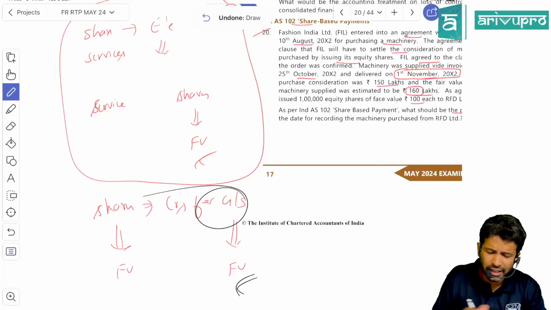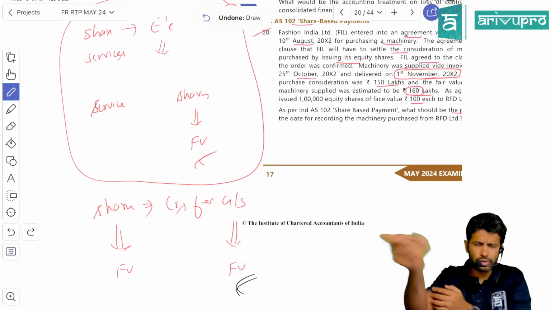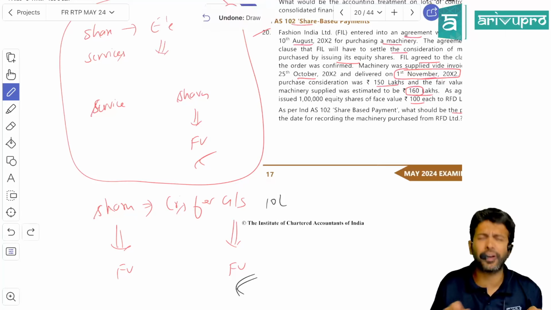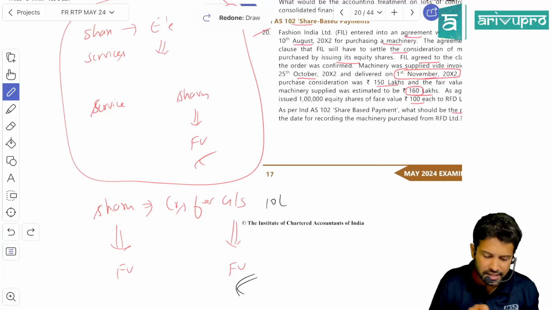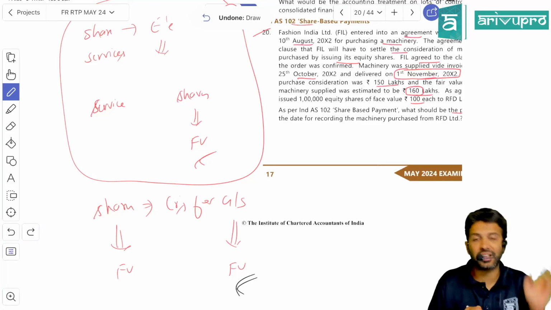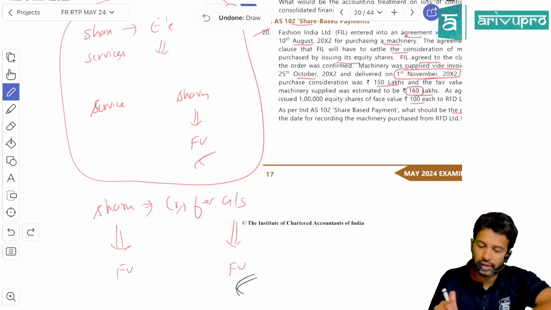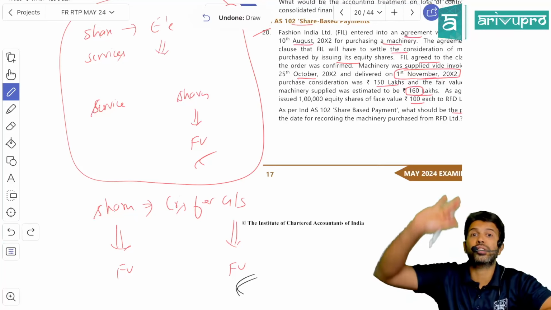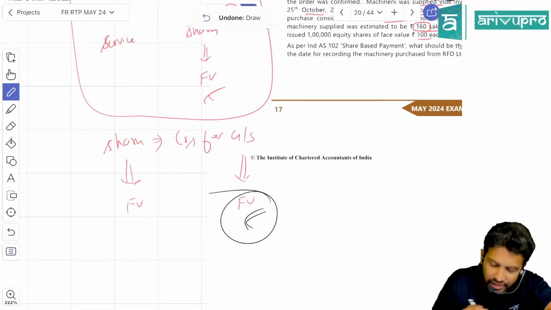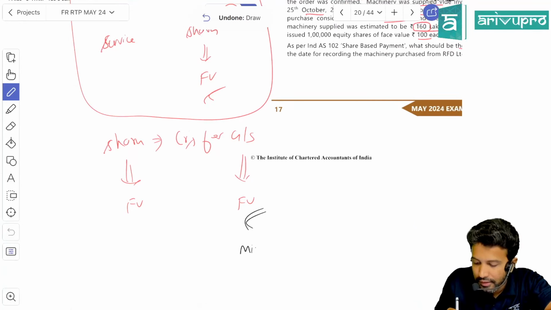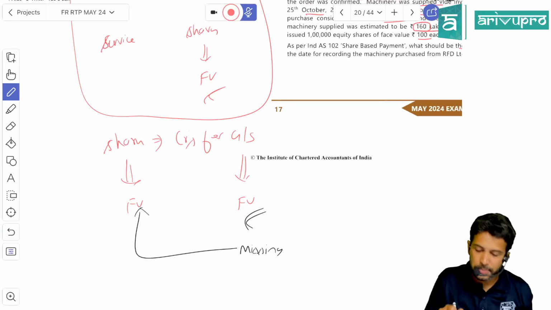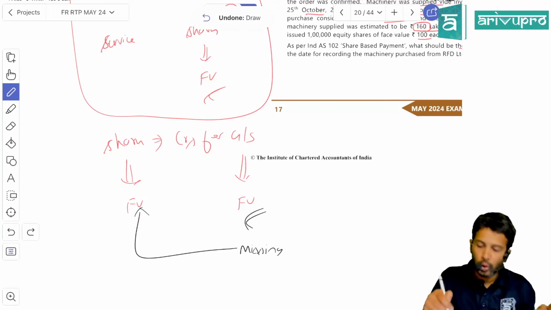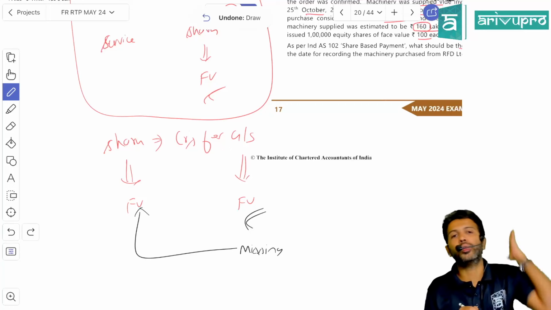Like normally, if this particular creditor sells goods worth 10 lakh, is it difficult to find out the fair value of these goods? No, it is very easy. So in these transactions, whenever shares are given to non-employees, the first priority is always the fair value of the goods or service component. If by chance this fair value is missing, then you take the fair value of the shares. Only if the fair value of the goods is missing, then we go for the fair value of the shares.